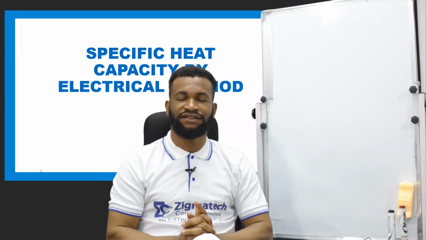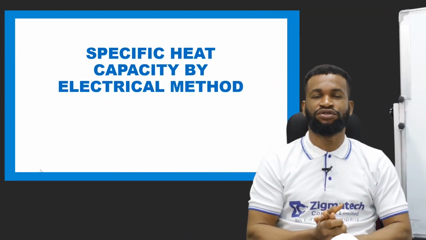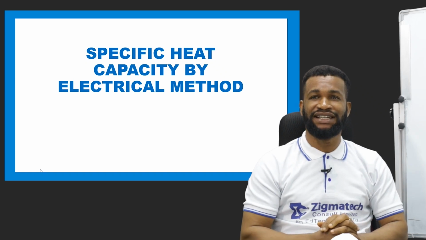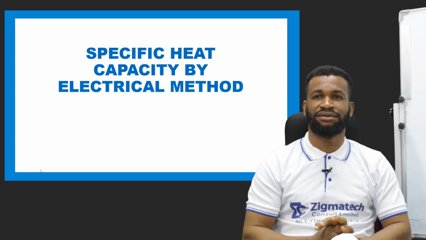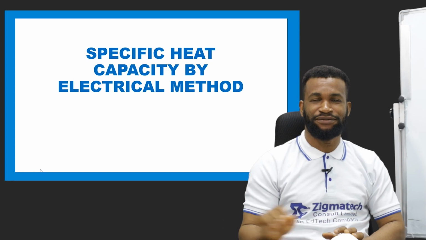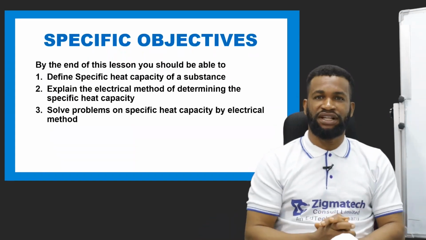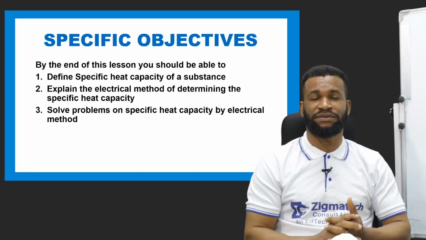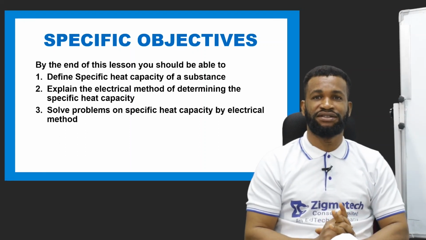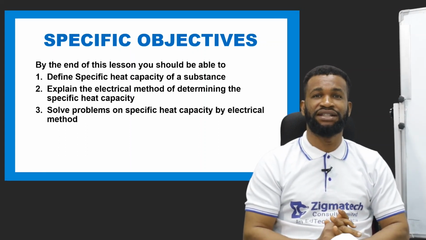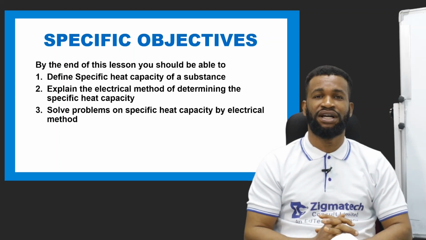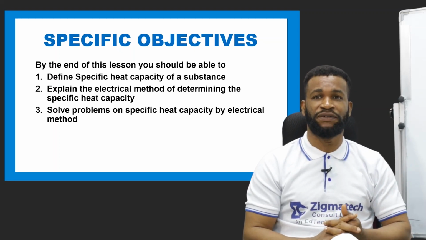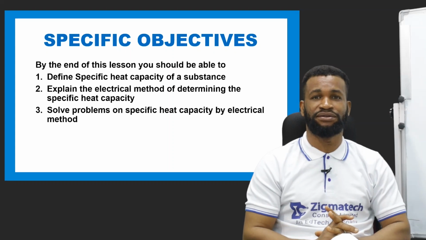Okay, let's get started. Welcome to physics class, and today we are going to be looking at specific heat capacity by electrical method. By the end of this lesson, you should be able to define specific heat capacity of a substance, explain the electrical method of determining the specific heat capacity, and solve problems on specific heat capacity by electrical method.